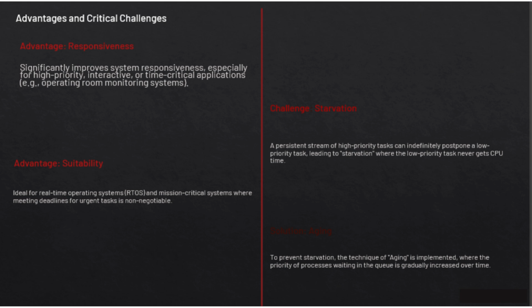So let's talk about the advantages and critical challenges. Preemptive priority scheduling has strong advantages but also some challenges. Responsiveness. It ensures high responsiveness for critical processes, perfect for real time applications like patient monitoring or air traffic systems. Challenge. Starvation. If high priority tasks keep arriving, low priority ones may never get CPU time. This is called starvation. Solution to this? Aging. To prevent starvation, the system gradually increases the priority of waiting processes over time, like giving older tasks more importance the longer they wait.